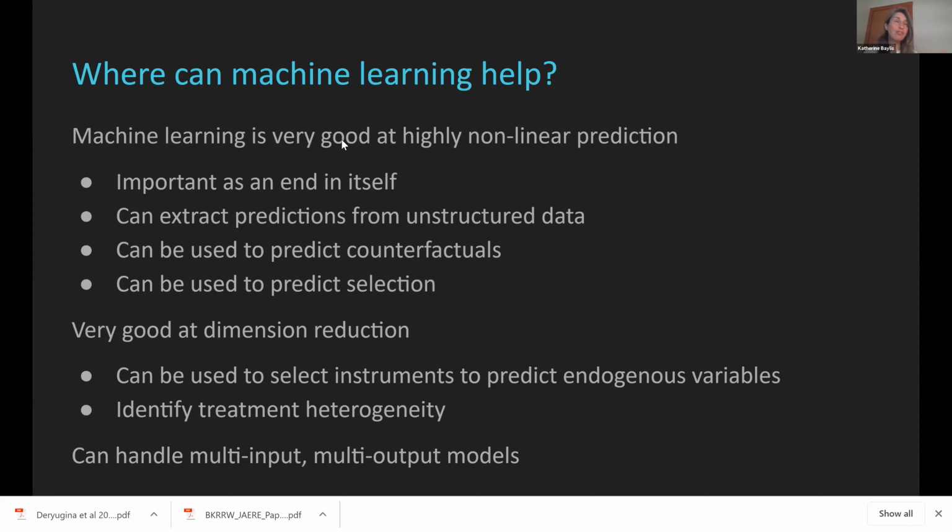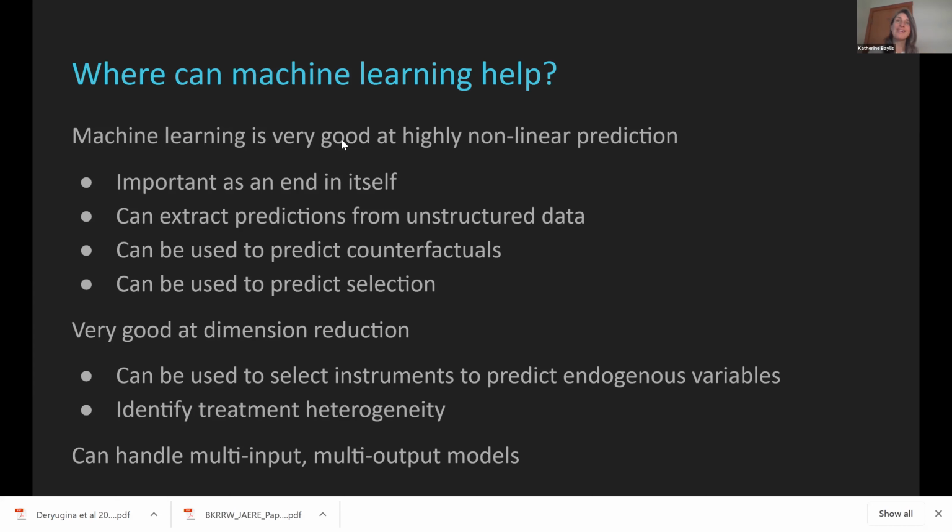If you've got a selection problem and that selection itself is highly nonlinear, you could also use machine learning to try and predict that selection. There's also places where people use machine learning to select instruments.